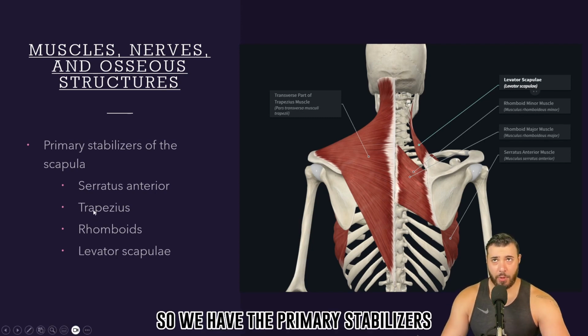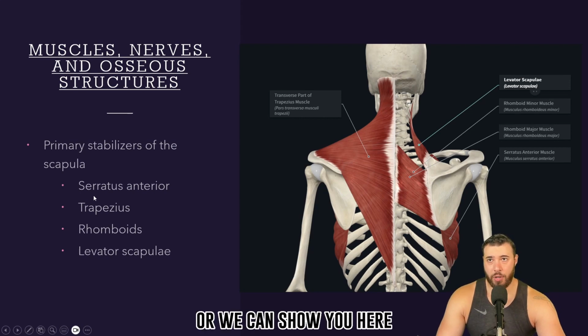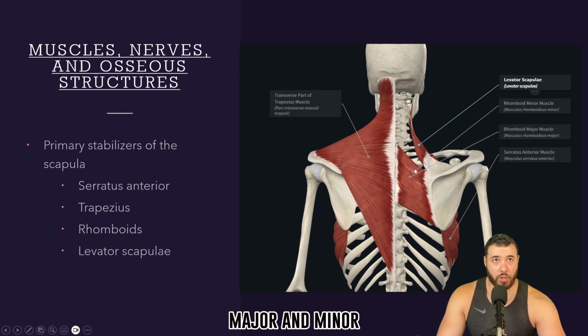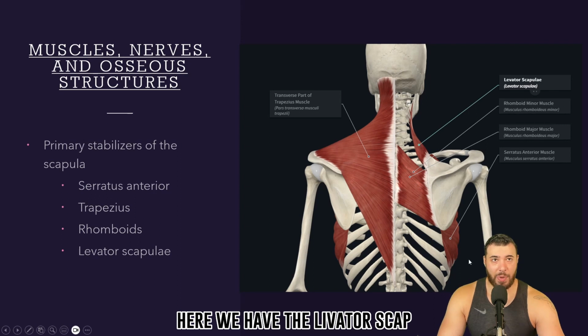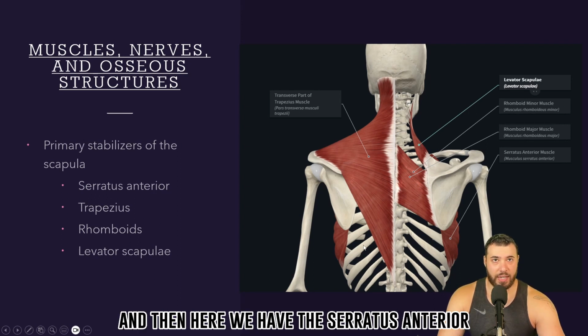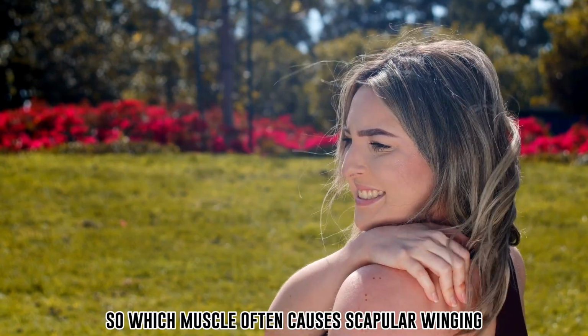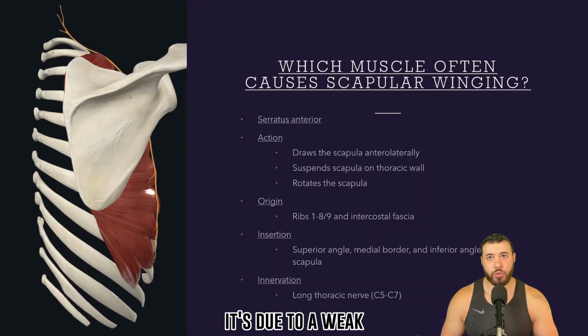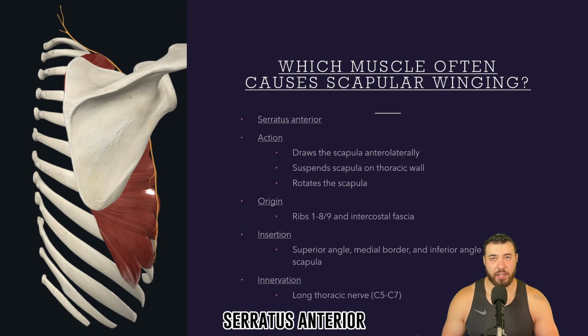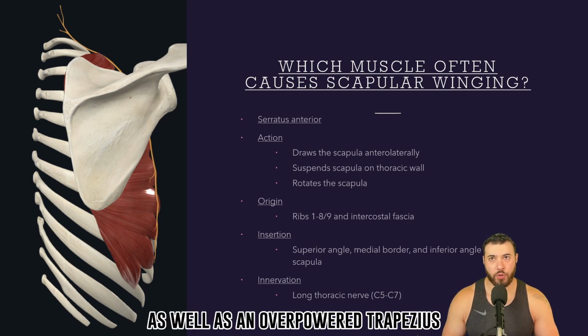We have the primary stabilizers of the scapula, and what we can show you here is the serratus anterior, the trapezius, the rhomboids, and the levator scapula. Here we have the trap, here we have the rhomboid major and minor, here we have the levator scap, and then here we have the serratus anterior on both sides. So which muscle often causes scapular winging? Most of the time it's due to a weak or inhibited serratus anterior, as well as an overpowered trapezius.